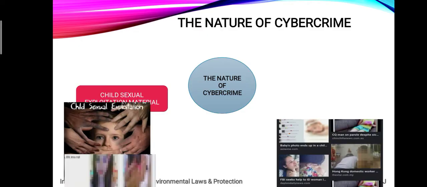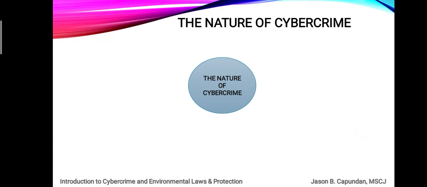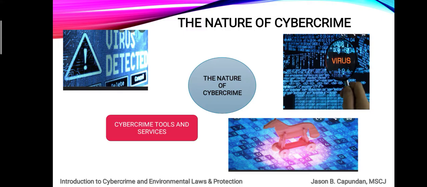Next, we have child sexual exploitation materials, or pornography videos or any sexual acts involving a child or a minor. Examples are this type of videos or screenshots that I took from the internet. Next, we have cyber tools and services. So examples are the creation of viruses or malicious software which aims to target many computer devices, just like for example the I Love You virus. We have the Trojan horse.